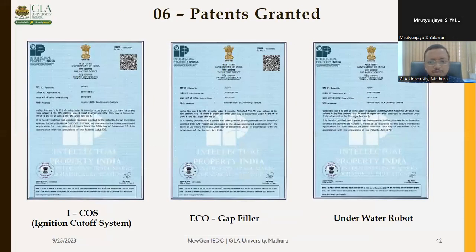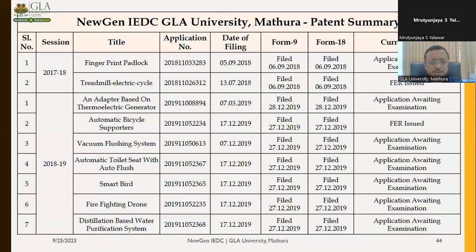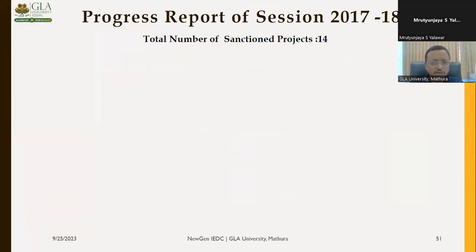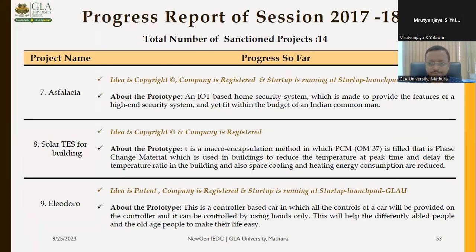Now I want to show you some patents granted in our ecosystem for the students. I am very happy to share that we have designed around 124 prototypes in 5 years, and we have filed 41 patents, and out of 41, 11 patents have been granted. It means the student becomes owner of that particular idea and prototype for 20 years. Okay, I want to show you some of the prototypes.